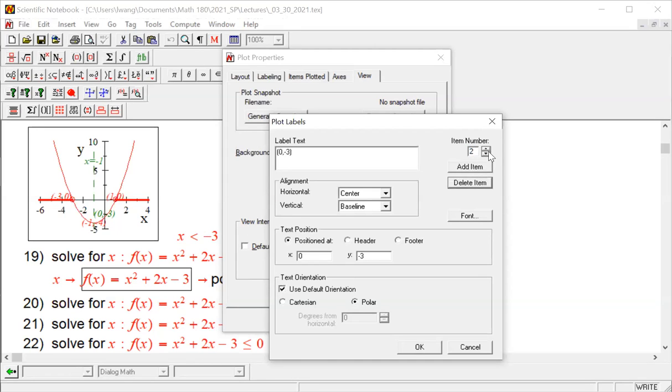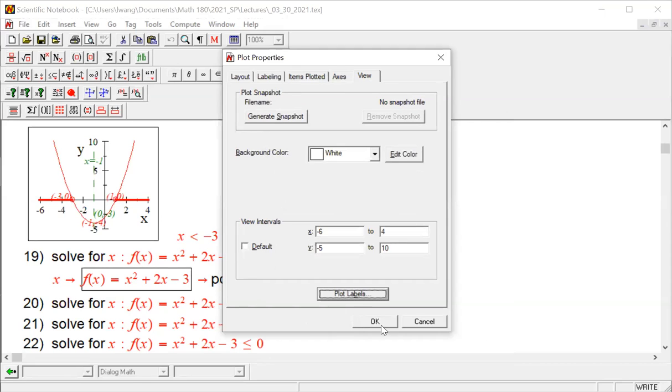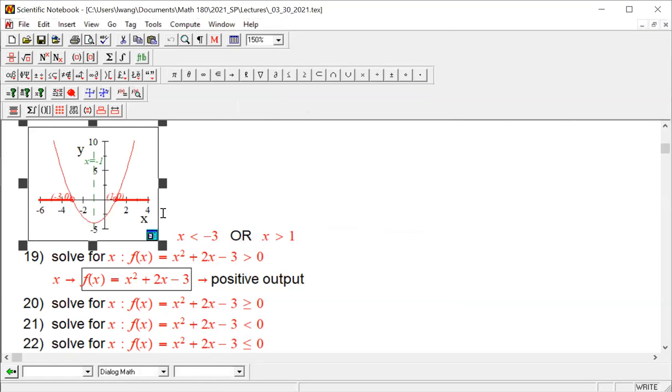(-1, -4), delete. (0, -3), delete. Okay, so nice and clean. Positive output, positive output. Negative output. Do you follow me? Zero output. Does everybody follow me? Positive output, positive output, negative output, zero output. Isn't everything so crystal clear? So can you work out a solution for 20, 21, 22?